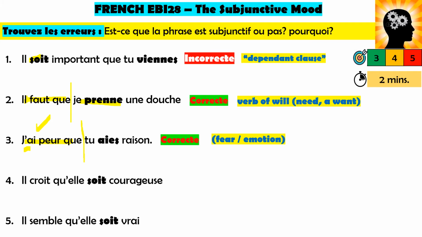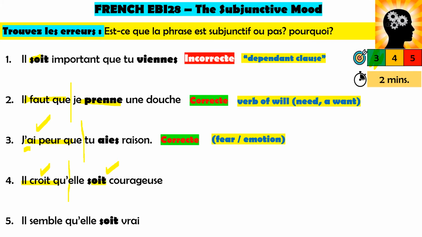3 was your target. You might have 3 already. Brilliant. You might just have 1. That's fine. The next 2 then. Il croit qu'elle soit courageuse. Il croit que. He believes that elle soit courageuse. She is brave. All right. So first things first. Is it in the dependent clause? Que is normal. Soit is in the subjunctive. So all this is fine. Elle soit courageuse. So that's fine.